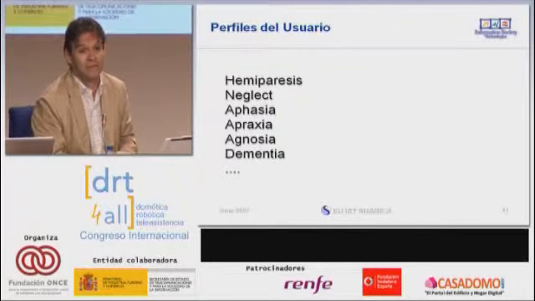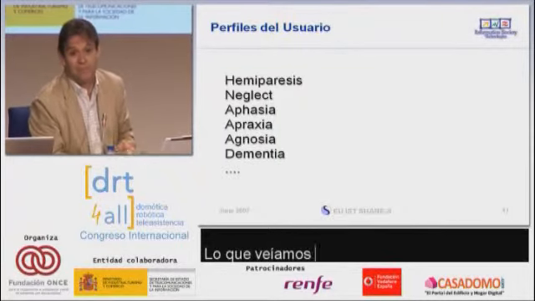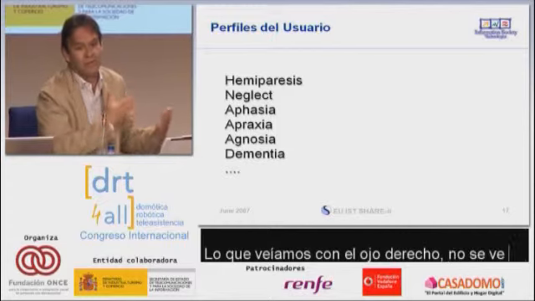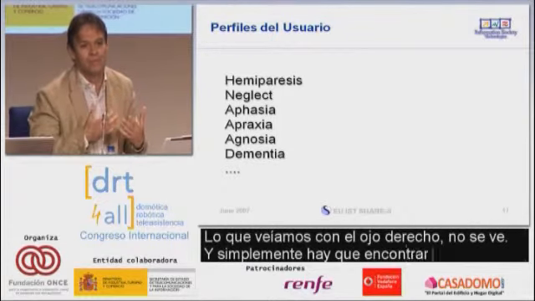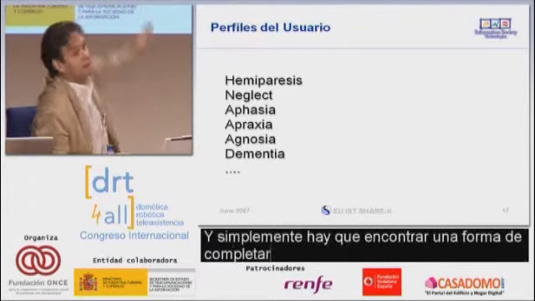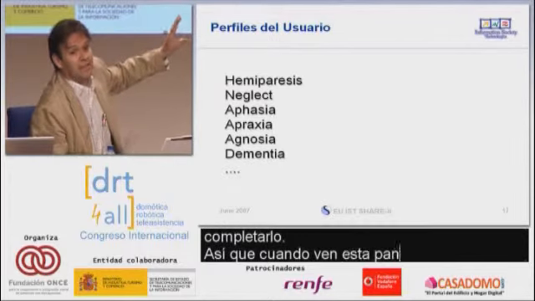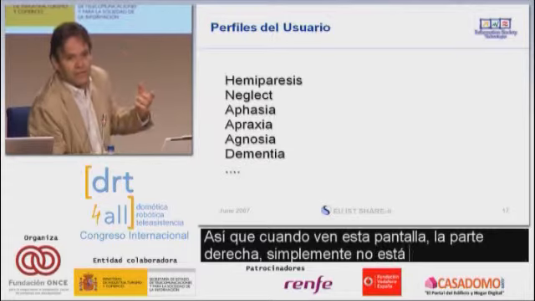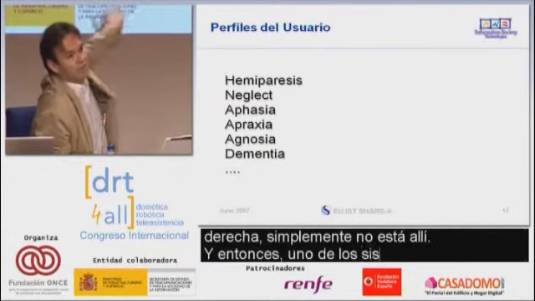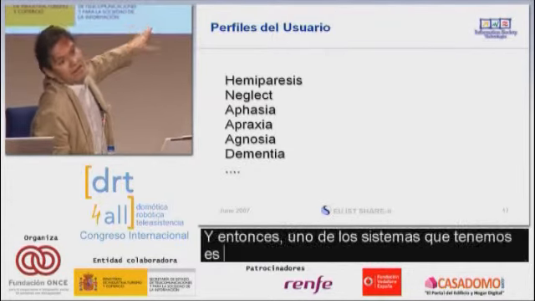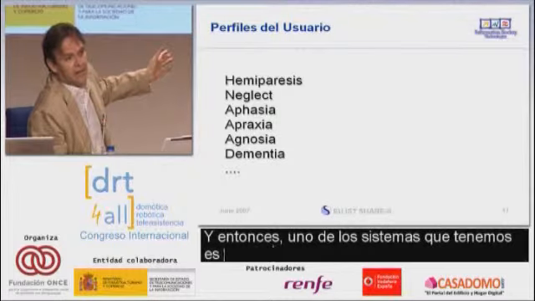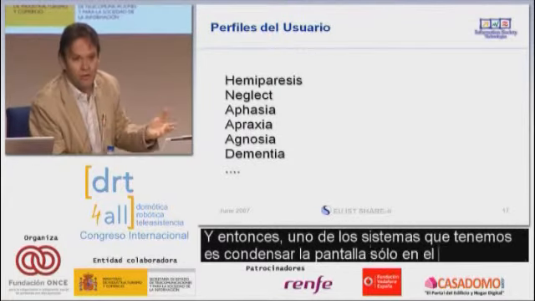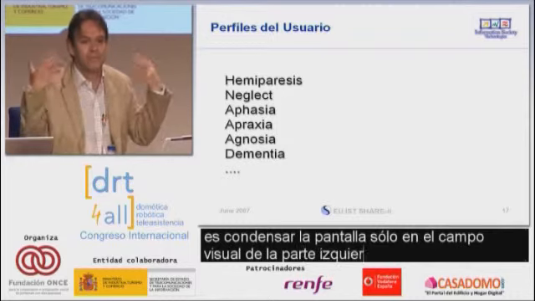What you see with the right eye cannot be seen any longer, and you need to find a way to complete it. So when they see this screen, the right part isn't simply there. One of the systems we have is to concentrate the screen on the visual, in the left visual field.